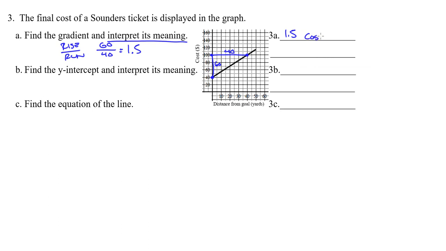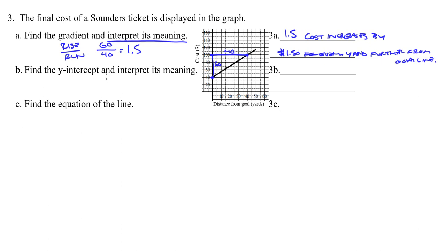So cost increases by $1.50 for every yard further from the goal line. I was fairly lenient on that. As long as you had a rough idea of what was going on, I gave you credit for that. But that's what it should be.